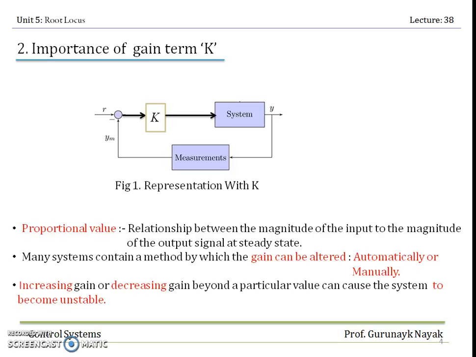You should remember this. Many systems contain a method by which gain can be altered either automatically or manually, as an example an amplifier, in which we decide the gain by designing the RC parameters. Increasing or decreasing the gain beyond a particular value can cause the system to become unstable. This is a very important point we should keep in mind. So in the root locus chapter, we are studying how this dependency can be represented in a mathematical form.